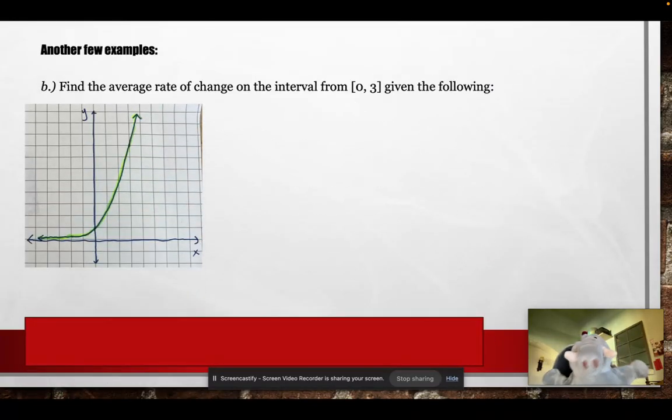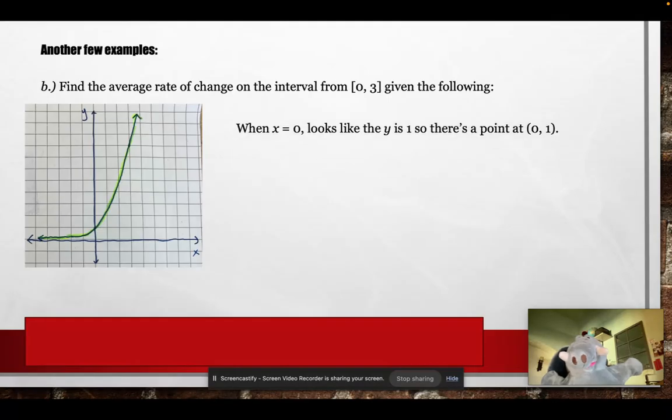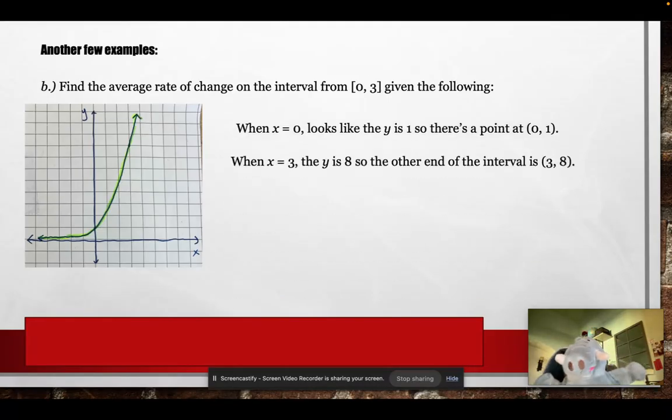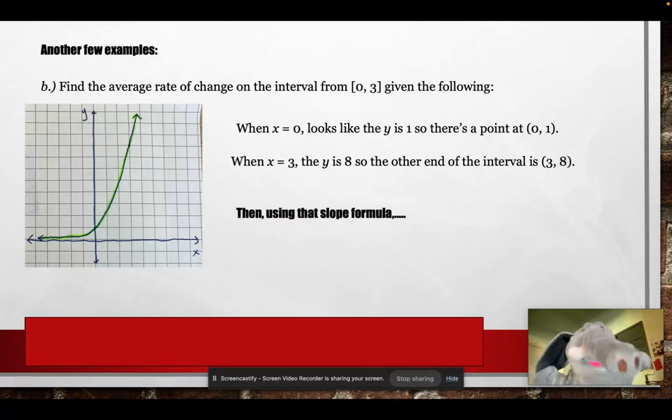So let's try this one on the interval from 0 to 3. So what's the point at 0? And what's the point at 3, right? So when x is 0, there's a point at 0, 1. When x is 3, the corresponding y rather is 8. So there's also a point at 3, 8. Okay, so then using our slope formula, we'll go ahead and punch this out and we'll get 7/3.